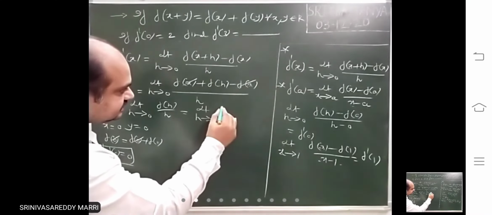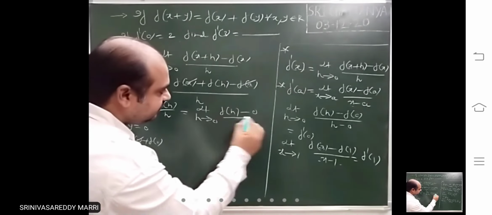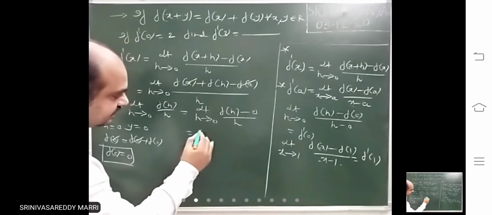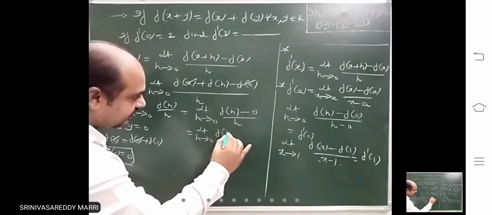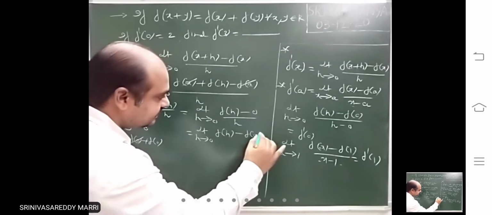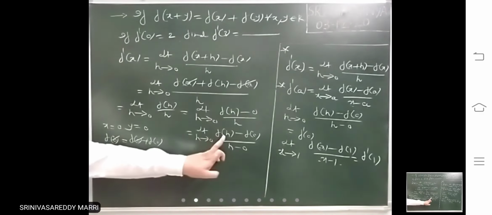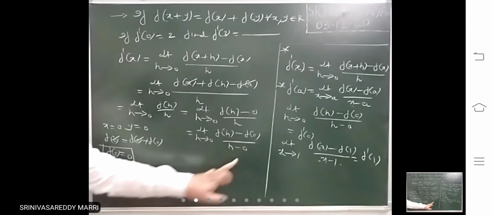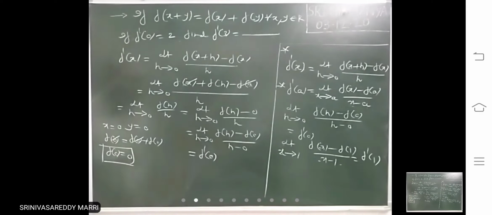Limit h tends to 0, f of h minus f of 0 divided by h minus 0. This is like f of x minus f of a divided by x minus a. This is f dash 0 according to the definition.